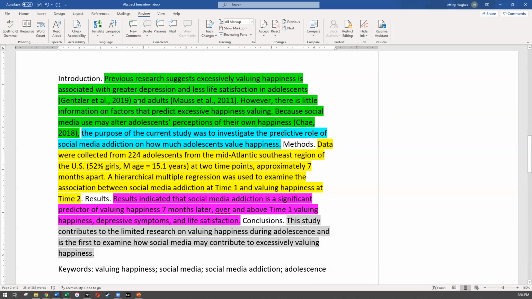So you can see in all of green, I started with prior work. So this is my introduction. I'm summarizing the introduction of the paper that I wrote. And you can see it's 2 sentences.